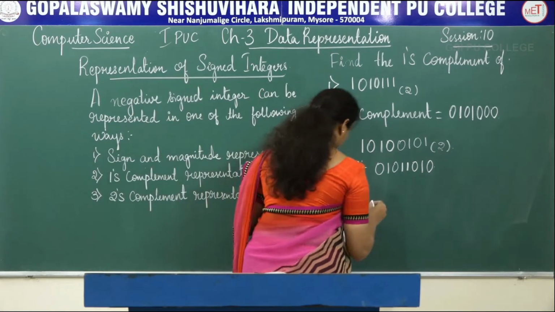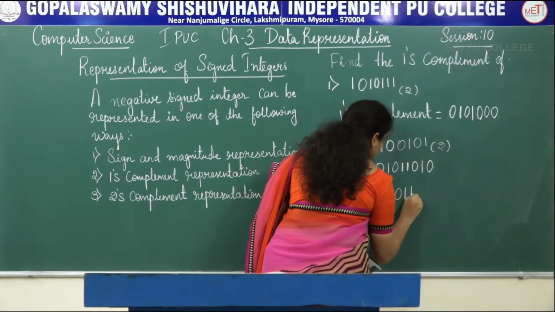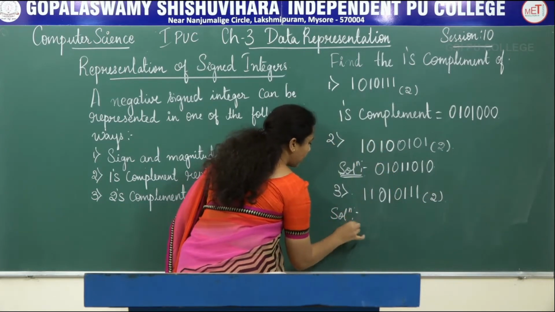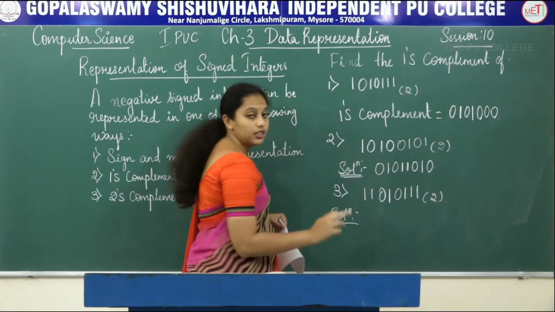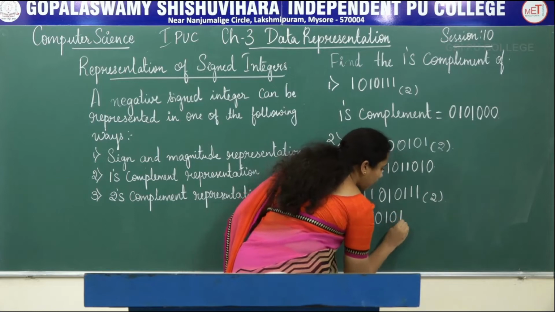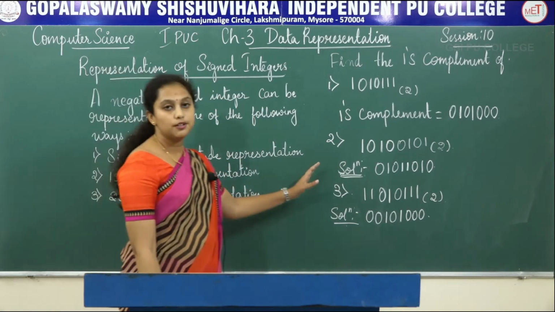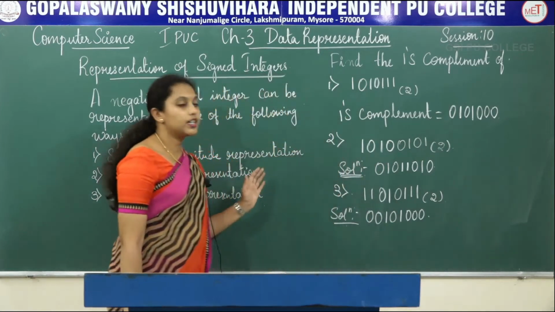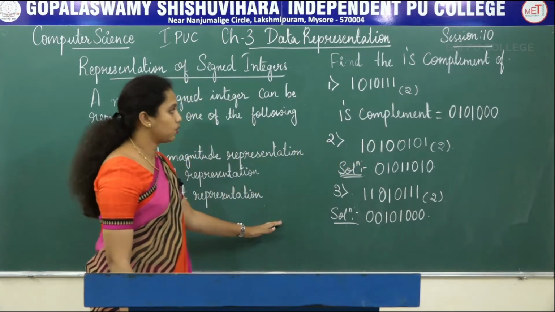Next, 1, 1, 0, 1, 0, 1, 1, 1 base 2. The ones complement of this is 0, 0, 1, 0, 1, 0, 0, 0. So this is how we are going to solve ones complement problems. That is, we are changing all the zeros to ones and all the ones to zeros.